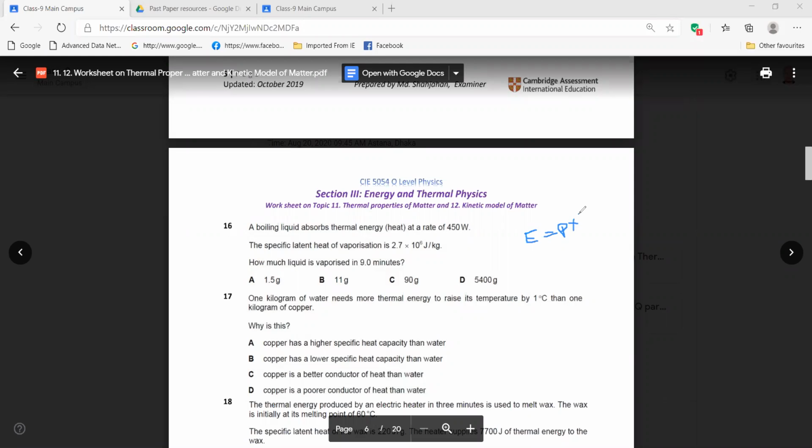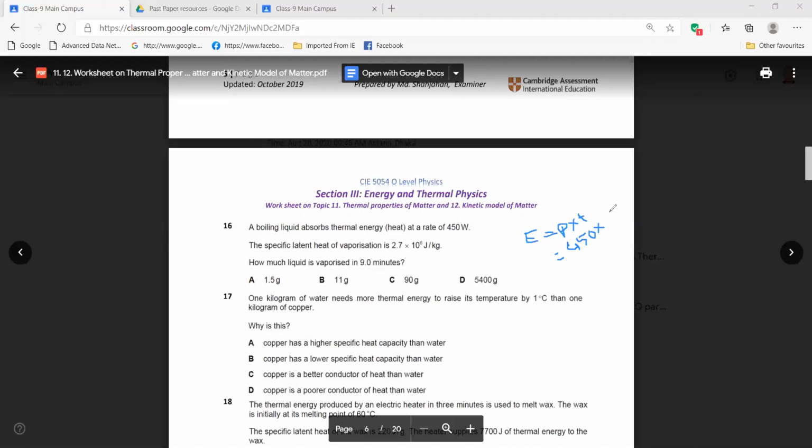Here the power is given in SI, but the time is given in minutes, right? So you have to convert it to seconds. Then 450 times 9 times 60. 9 times 60, how much?